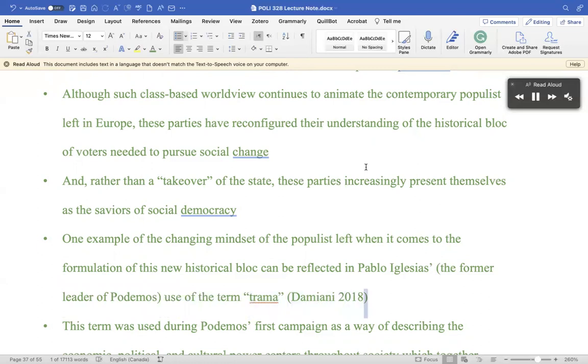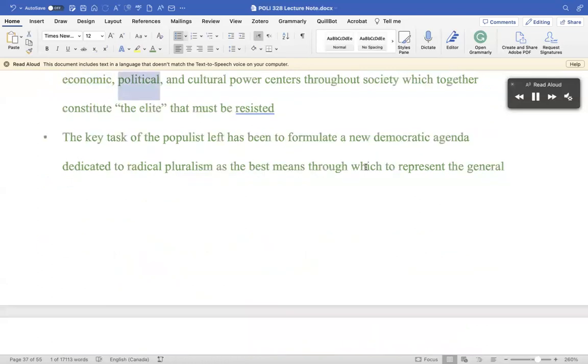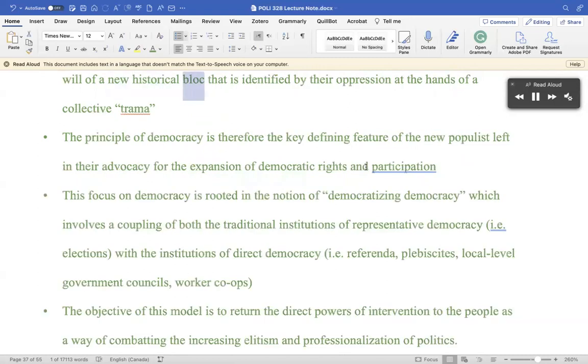Damiani 2018. This term was used during Podemos' first campaign as a way of describing the economic, political, and cultural power centers throughout society which together constitute the elite that must be resisted. The key task of the populist left has been to formulate a new democratic agenda dedicated to radical pluralism as the best means through which to represent the general will of a new historical bloc that is identified by their oppression at the hands of a collective trauma. The principle of democracy is therefore the key defining feature of the new populist left in their advocacy for the expansion of democratic rights and participation.